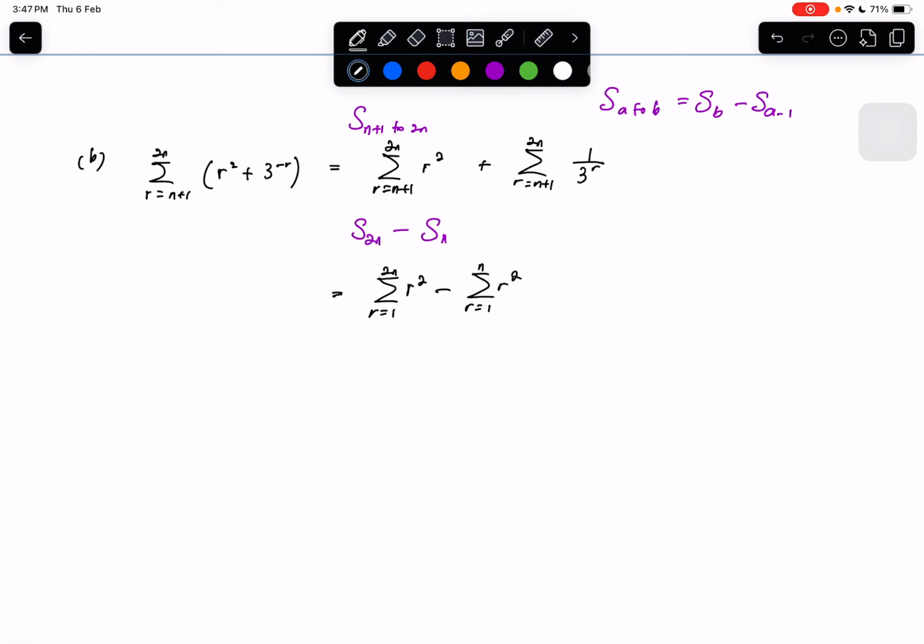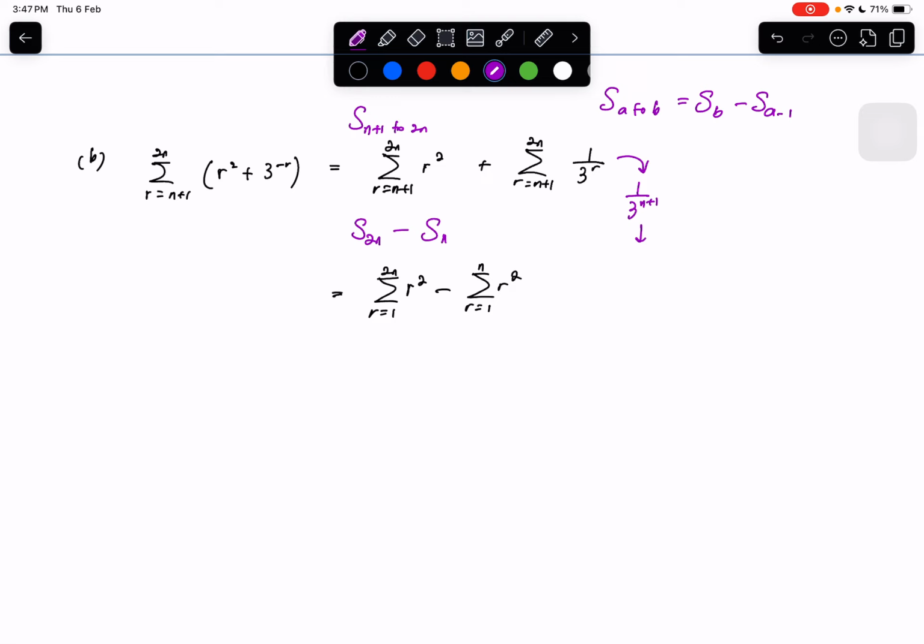Second one, let's analyze this. If we don't have any identities for this, no choice, what we have to do is to look at the pattern. When r equals n plus 1, this will be 1 over 3 power n plus 1. Actually, what is this? This is actually 1 over 3, power n plus 1. Let me write this out.